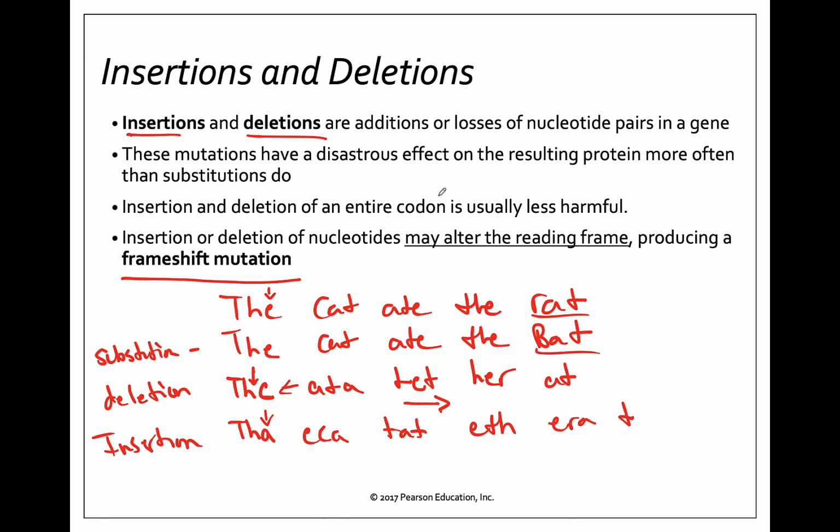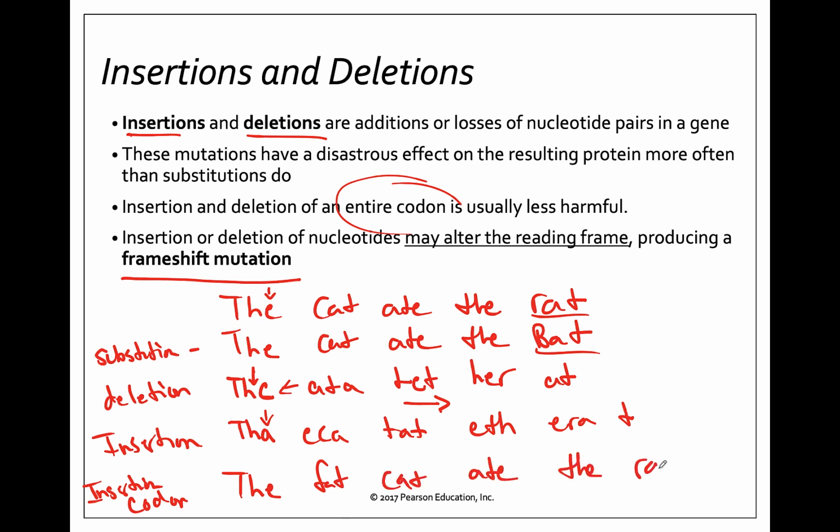Sometimes we have an insertion or deletion of an entire codon, and so that's usually less harmful. So let's do an insertion of a whole codon. So the fat cat ate the rat.